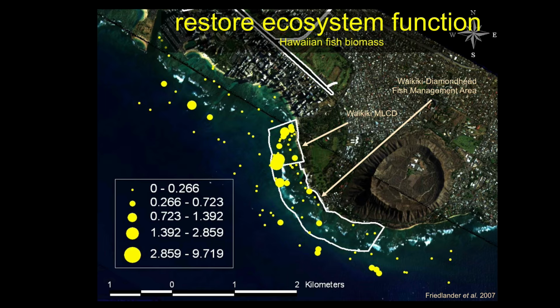Where are the biggest dots? Near the coast. Near the coast, good. Inside the fence. So this isn't a perfect experiment, but yes, you're right. Near the coast, good, that's where the reefs are.